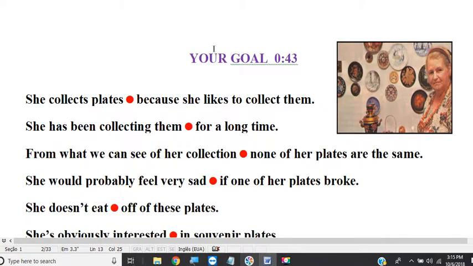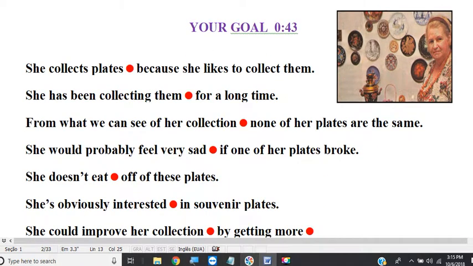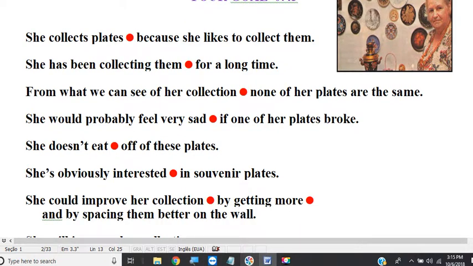Okay. Your goal, 43 seconds. She collects plates because she likes to collect them. She has been collecting them for a long time. From what we can see of her collection, none of her plates are the same. She would probably feel very sad if one of her plates broke.